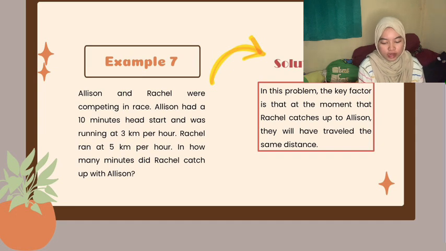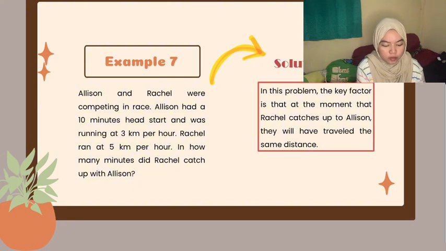Example 7. Alison and Rachel were competing in a race. Alison had a 10-minute head start and was running at 3 kilometers per hour. Rachel ran at 5 kilometers per hour. In how many minutes did Rachel catch up with Alison?